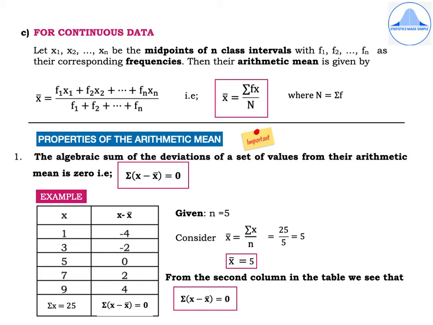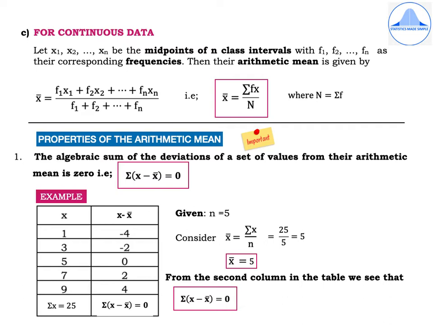So in the exam, when you're asked to write the properties of the arithmetic mean, you can write the statement, or you can just write only the expression. So let's go through the property again. The first one, the algebraic sum of the deviations of a set of values from their arithmetic mean is 0. Or in other words, it means that summation x minus x bar is equal to 0.